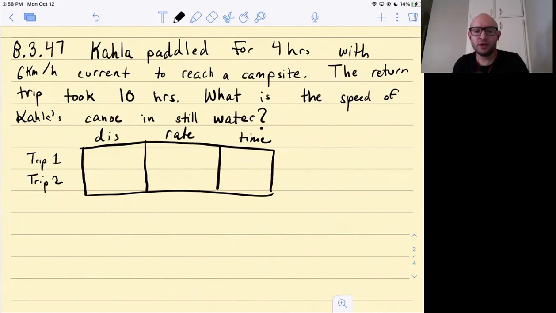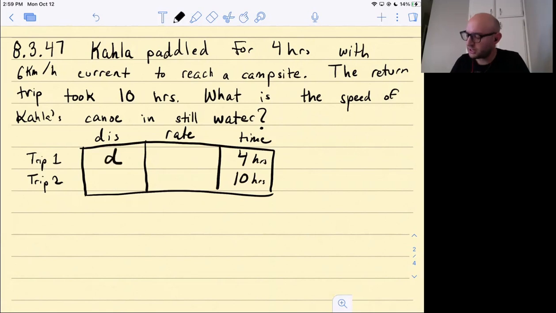Anyone who messaged me that they were a little bit stuck, what is something you can plug into this table, no questions asked, something really easy? What's given to us straight ahead? The time, right? So what's the time for trip 1? Nice. We have 4 hours here. And for trip 2, we know that it's 10 hours. We don't know the distance, right? So that should be an unknown for trip 1.